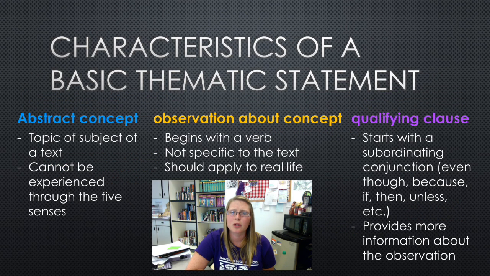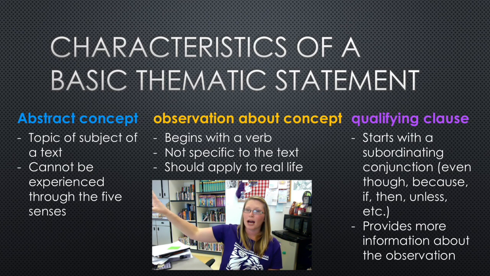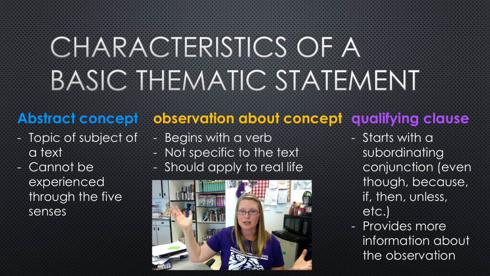So just to review, the characteristics of a basic thematic statement. For an abstract concept, that is a topic of a subject or a text. It cannot be experienced through the five senses. The observation about the concept always begins with a verb. What does that abstract concept do in society? And it's not specific to the text. We take those specific details and make them more general. And it should apply to real life. We should be able to take this thematic statement and take it away from the context of the text and apply it to the context of the real world and have it still work.